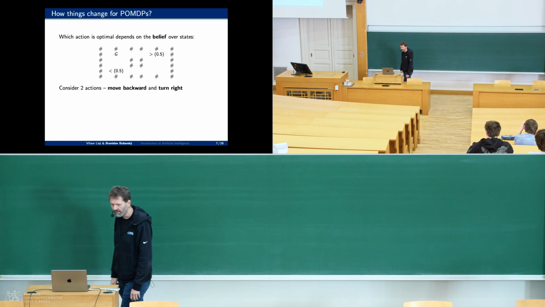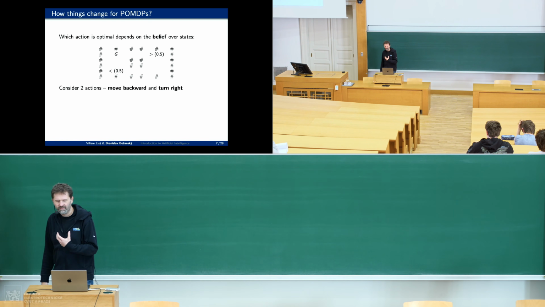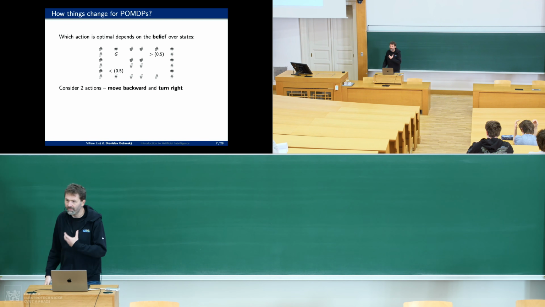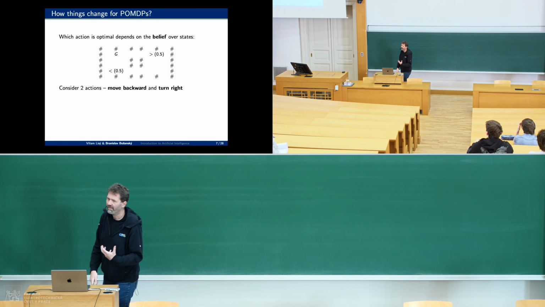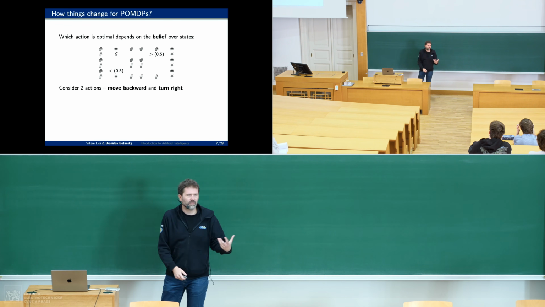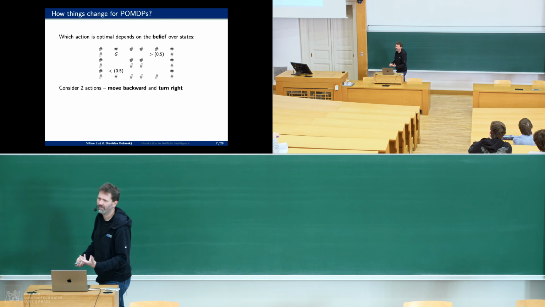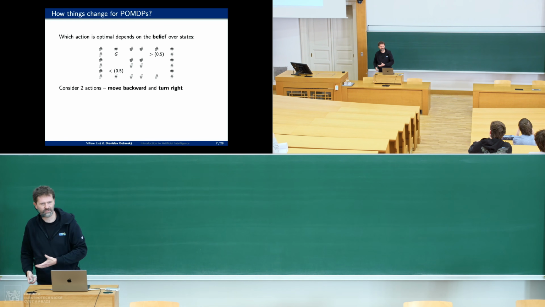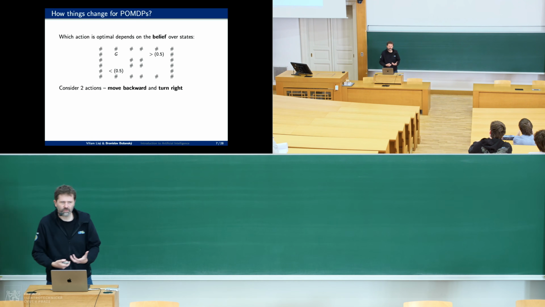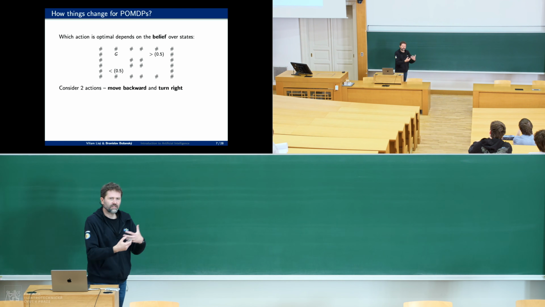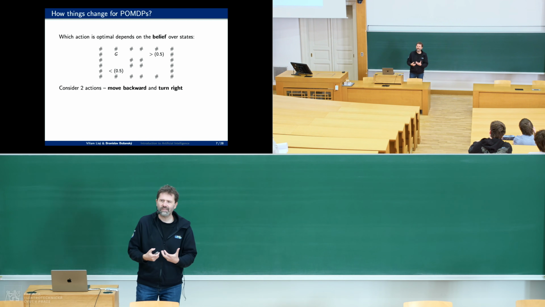So really, which action is better depends on the state. And we don't know in which state we are, but we know the probability with which we are in some particular state. So instead of computing rewards for actions in each state, we can compute expected reward for each action.